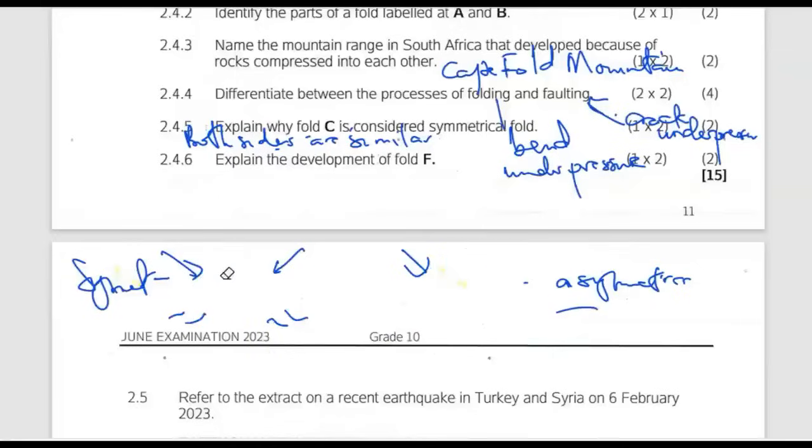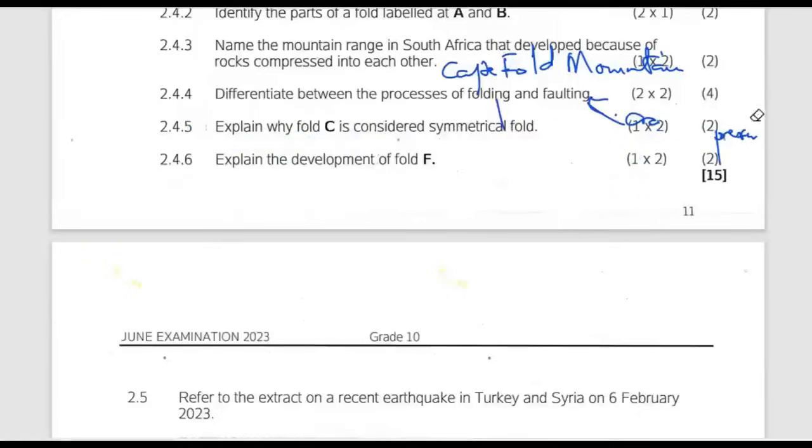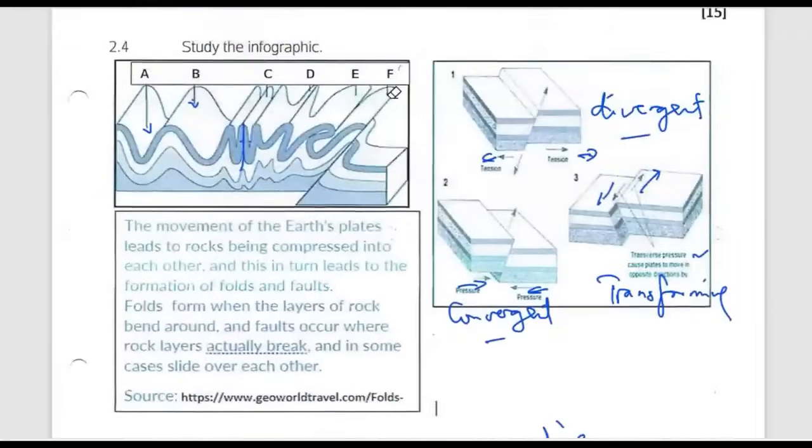Right, then the last question, number 2.4.6, it says, explain the development of fold F. How does fold F develop? Right. When I'm looking at fold F, we need to check where fold F is. You are seeing that it's cracking along that line there. So it means in this instance, there is excessive pressure.